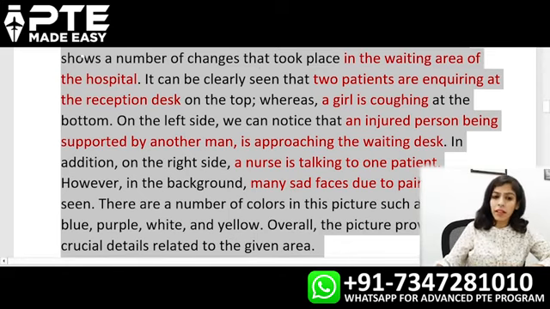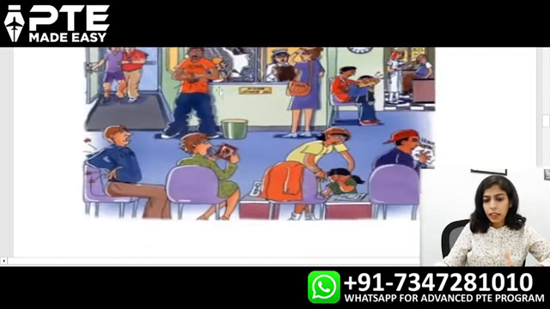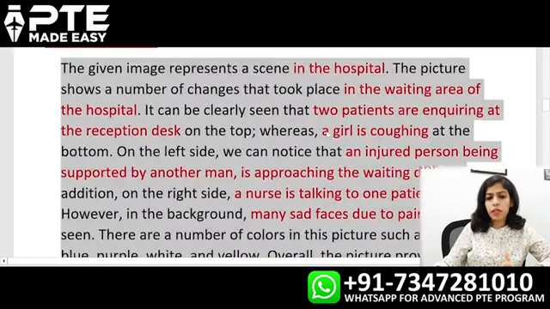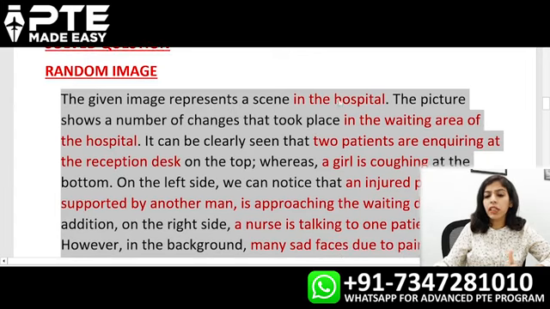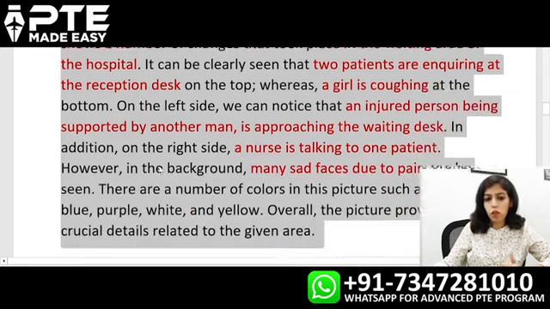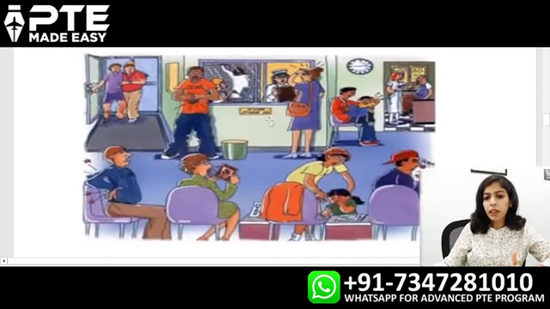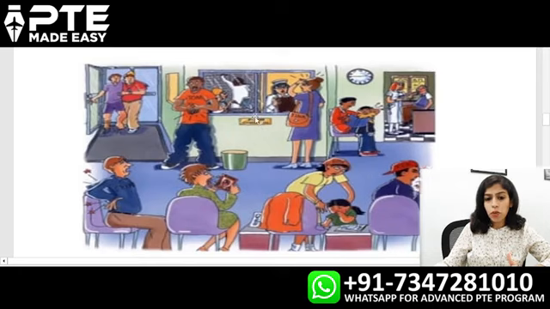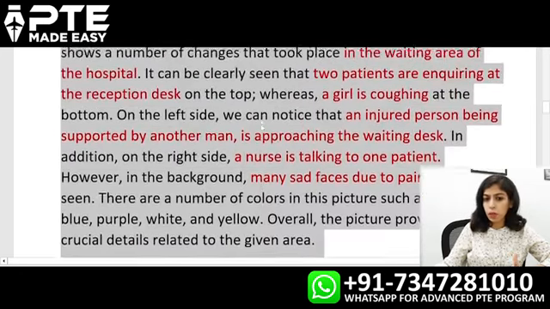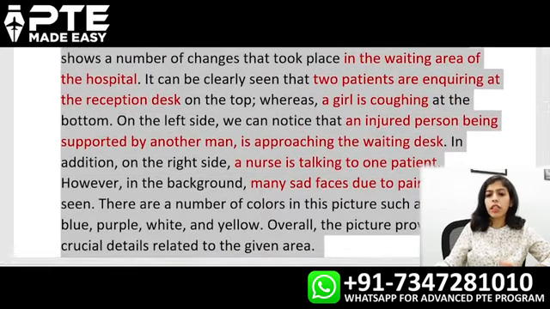Now let us look at the answer. The given image represents a scene in the hospital. So it is clearly visible that the given image represents, what is it presenting? It is presenting a scene in the hospital. The picture shows a number of changes that took place in the waiting area of the hospital. So we can clearly say that the picture shows the number of changes that took place in the waiting area of the hospital. That's what is visible, a number of changes.